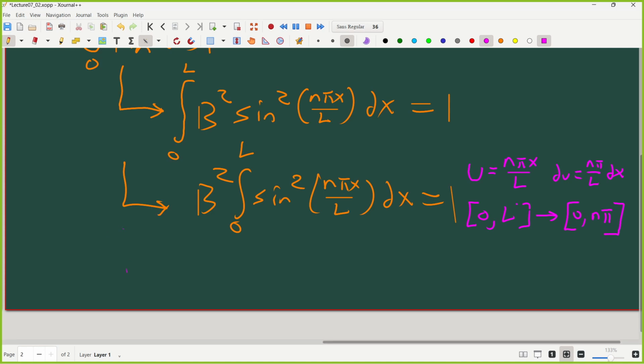So what do we get here? We get b squared times the integral from 0 to n pi of sine squared u du.